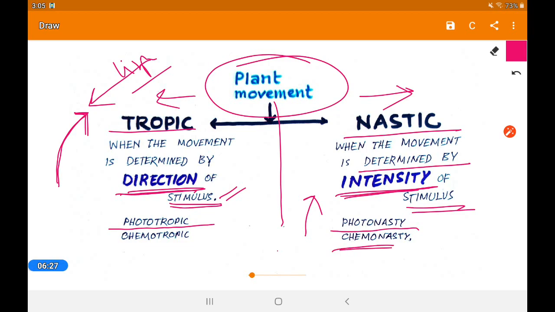Chemonasty also involves chemical things, any chemical material. In pollen grain and pistils, this chemical reaction, the intensity, is important, and also the direction. So there are two separate factors: the direction of the stimulus and the intensity of the stimulus. The direction of the stimulus we call tropic movement, and the intensity of the stimulus we call nastic movement. I think it is clear for you.